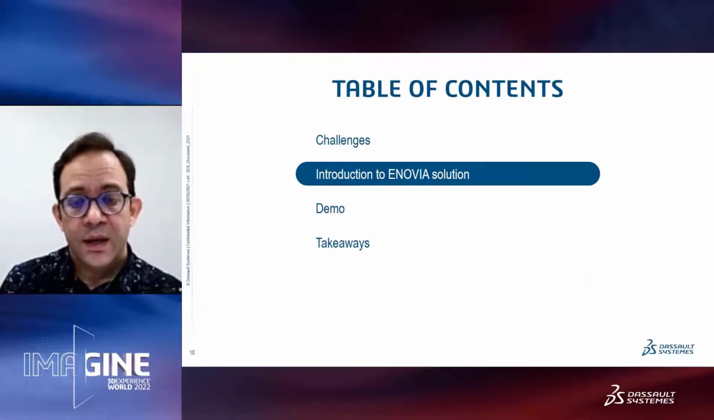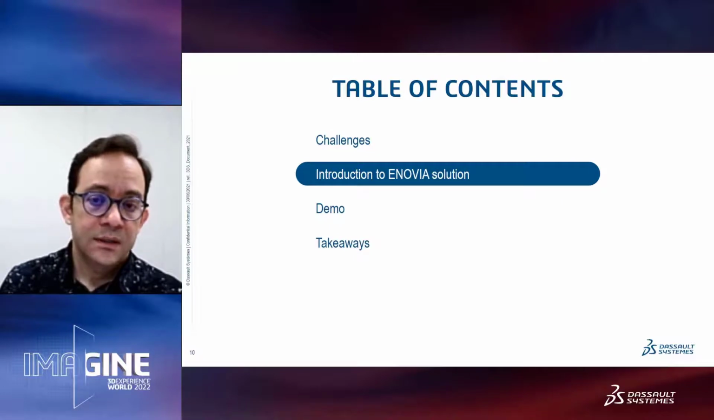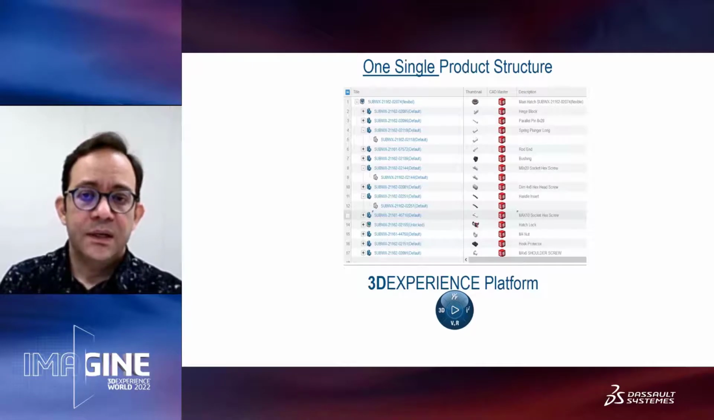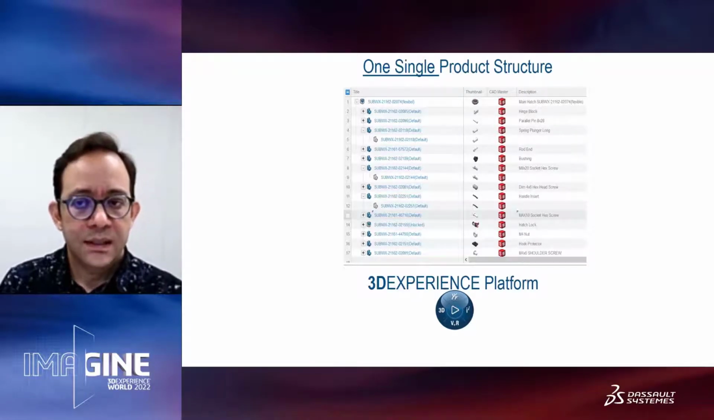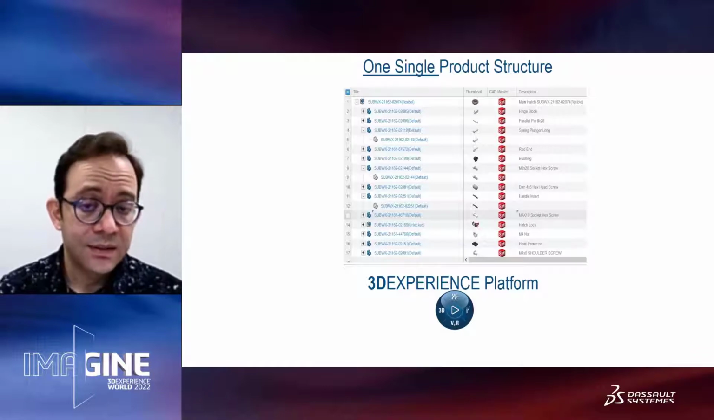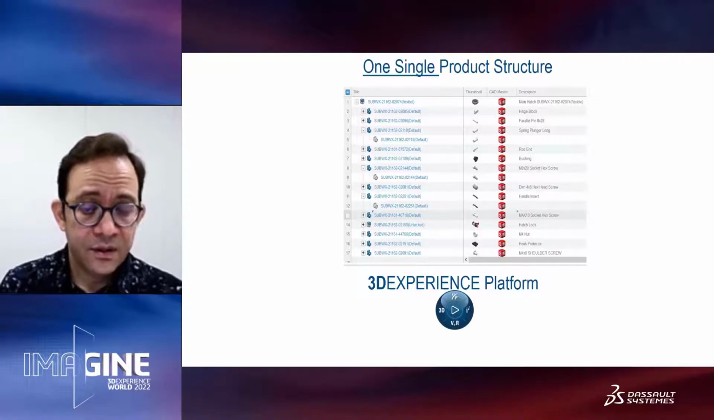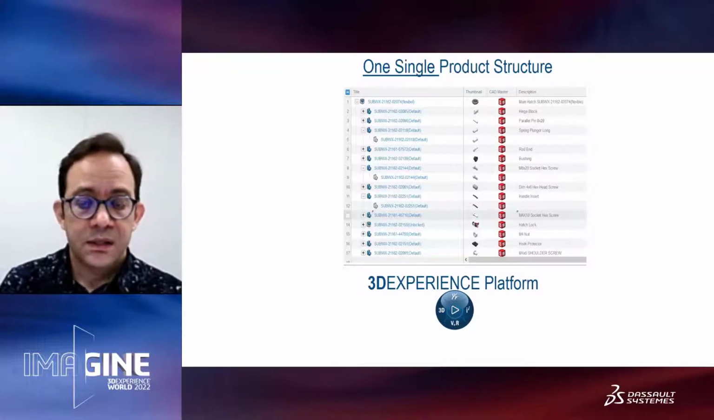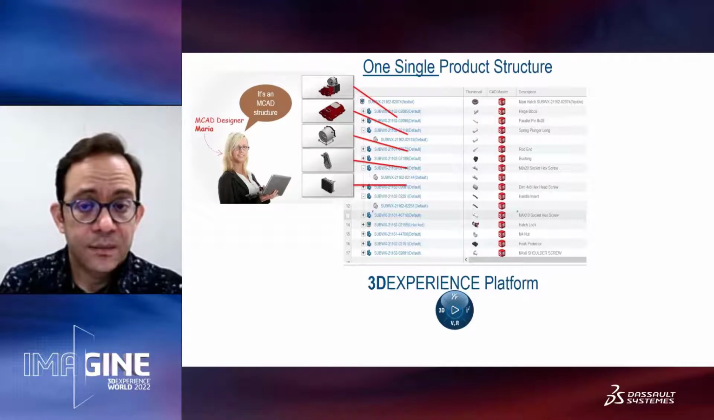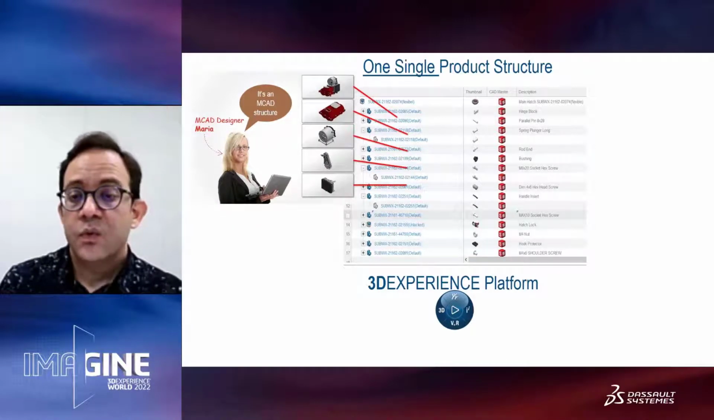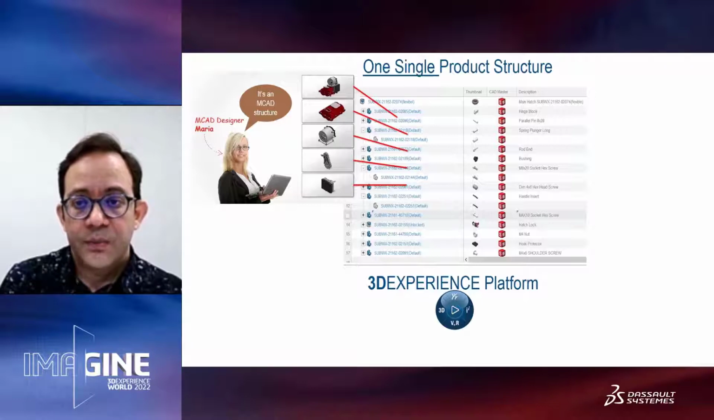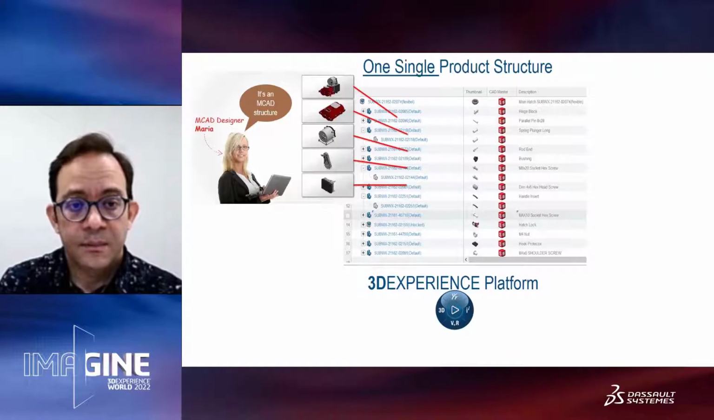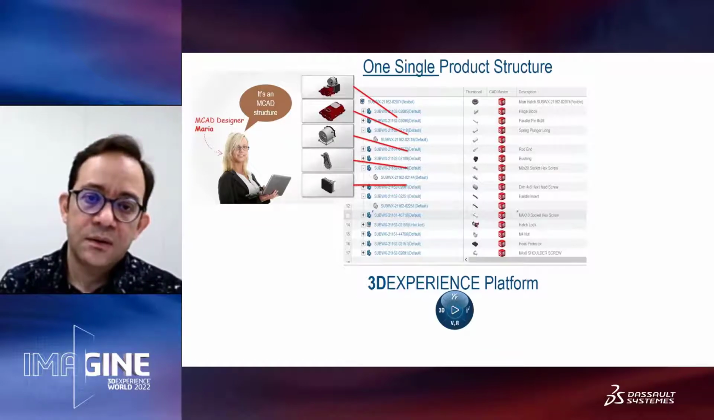So let's take a look now at the solution that is proposed through ENOVIA. So the main important point here is that we are talking about a single product structure or single product definition in the platform, in the 3D Experience platform. So that means that synchronization here is not an issue at all. It's not a topic. Every user in the organization who has access, obviously, to the product definition will see this content the way they are interested in. So if I'm a mechanical designer, I would be focusing on the mechanical component.